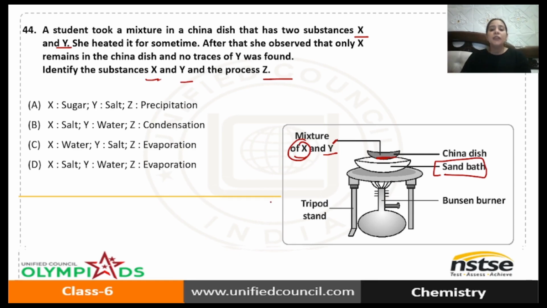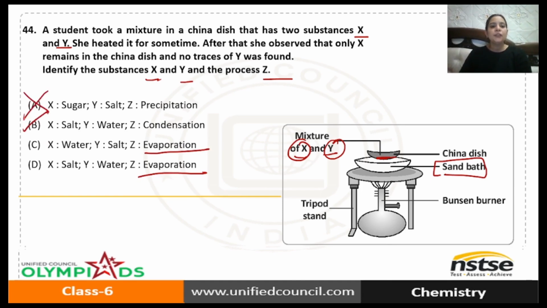Okay. So here what you're doing is, when we are heating it, we see that Y is no more left in the china dish after some time, but X remains there. So we need to tell the process name. Obviously the process is evaporation, because one of the components is forming vapors and going into the sky. So out of options C and D would be right, because it is not precipitation, it is not condensation. Condensation basically means water vapor is again forming water. So it is not happening here.